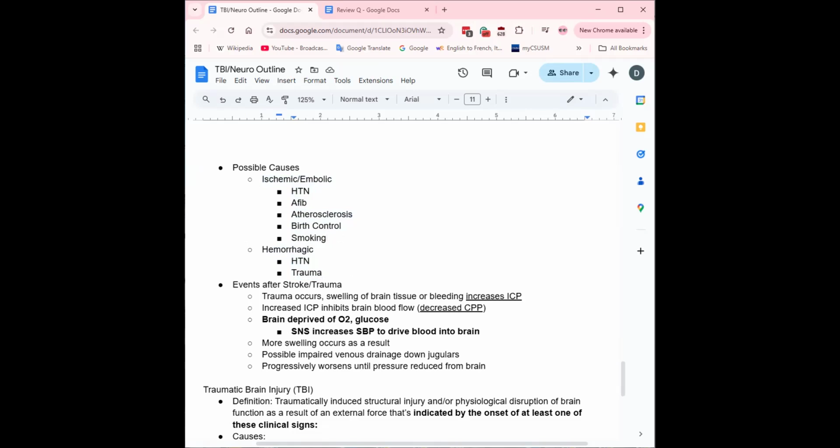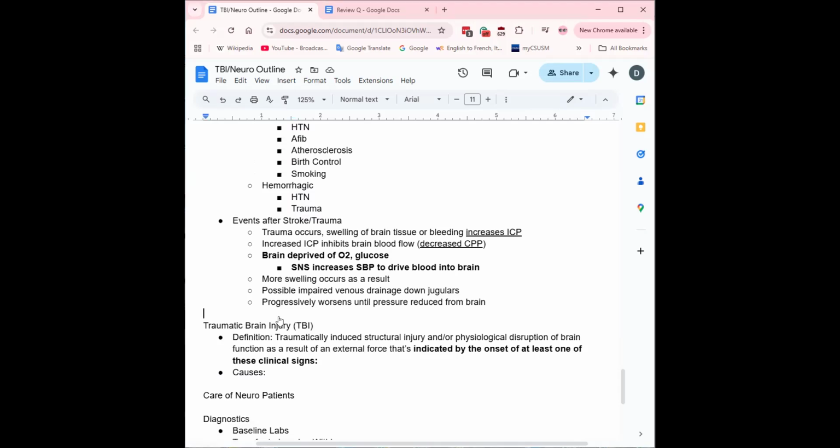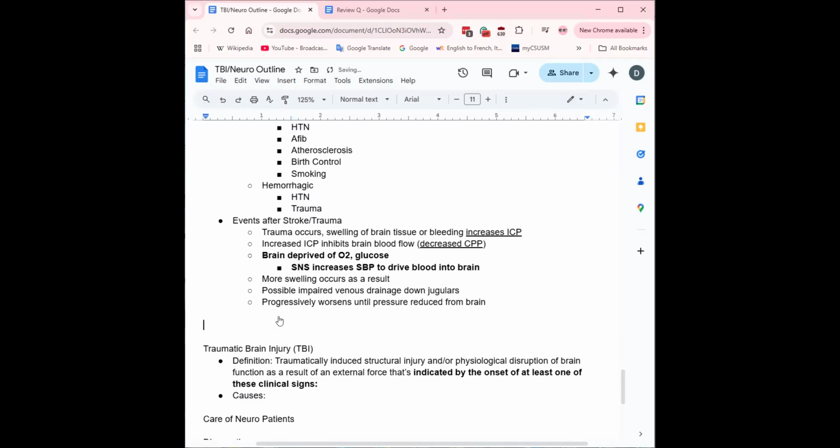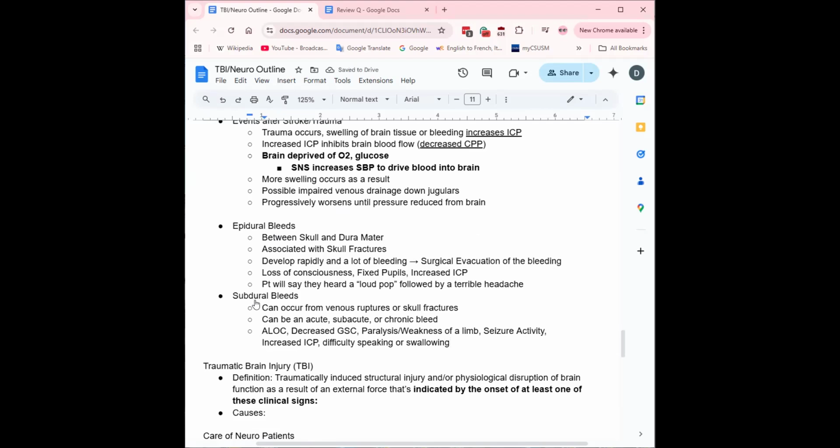He did go into slight detail about epidural versus subdural bleeds in the lecture, but it's not too important to know for this. If you want to know about it, I will post it here. So, epidural versus subdural bleeds. The main thing is that epidurals are quick to happen and more obvious. It's a rapid deterioration, a rapid process.